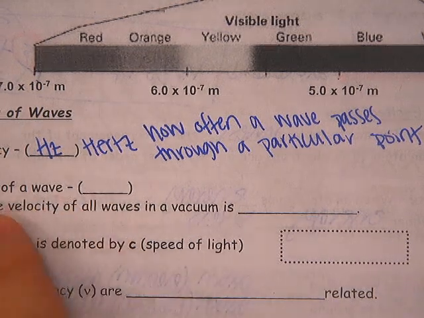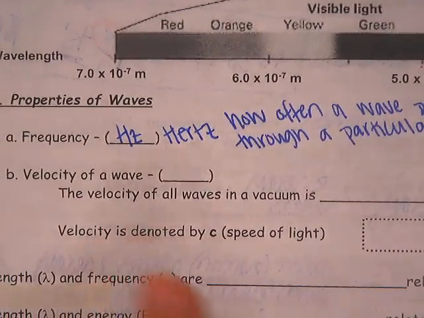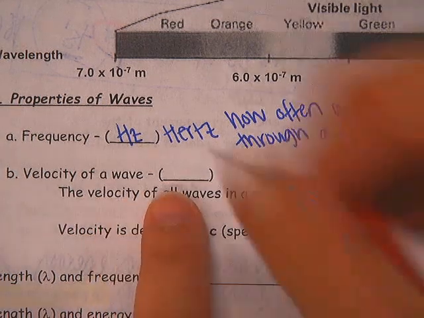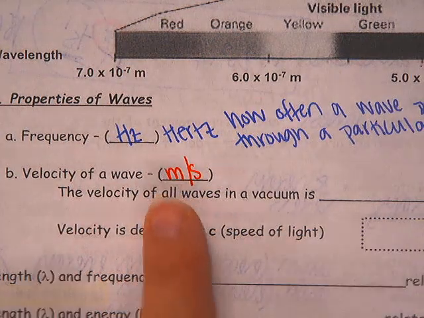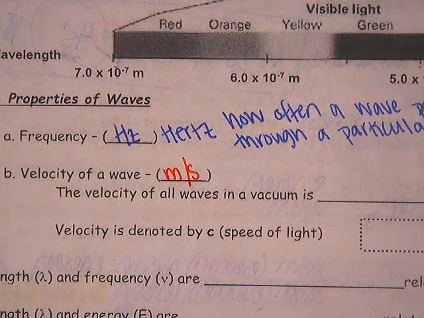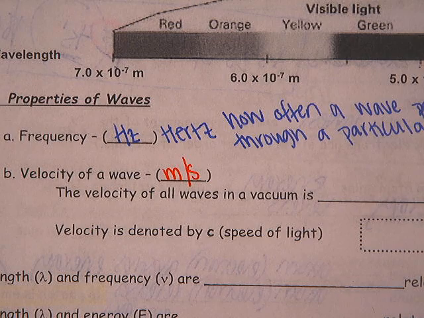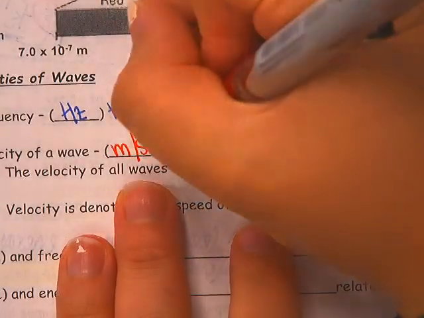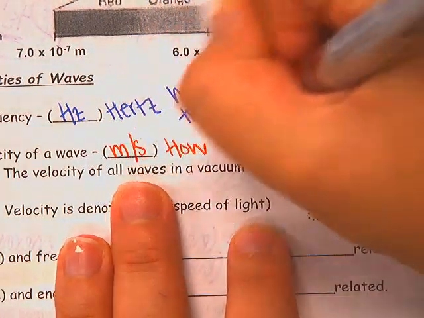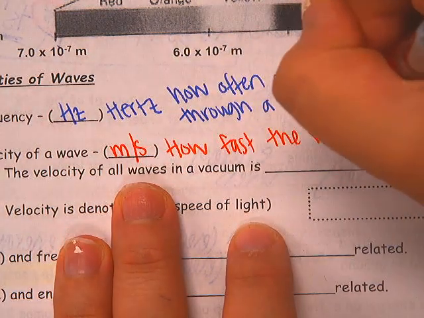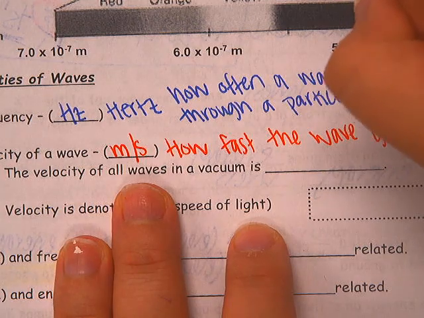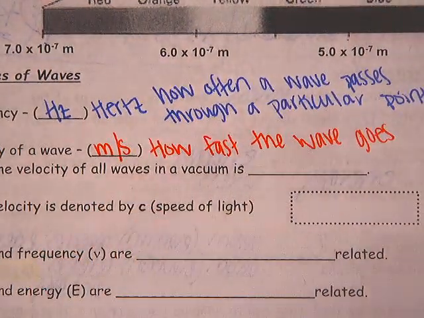And then the velocity of a wave is basically the speed of the wave. We measure this in meters per second. I'm gonna say how fast. How fast the wave goes.